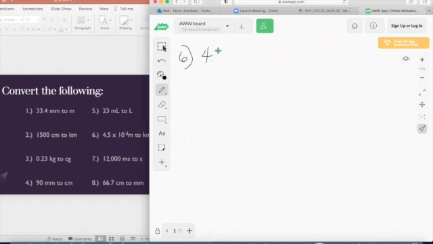So 4.5 times 10 to the minus 30 liters, and we're converting that to kilometers. So we're going from meters to kilometers. Okay, so let's go ahead and set up this long division point. So 4.5 times 10 to the minus 30 liters.